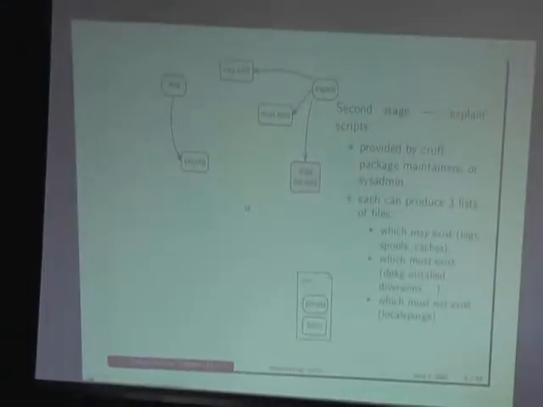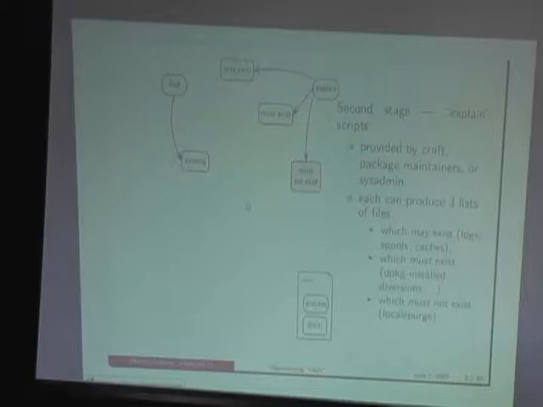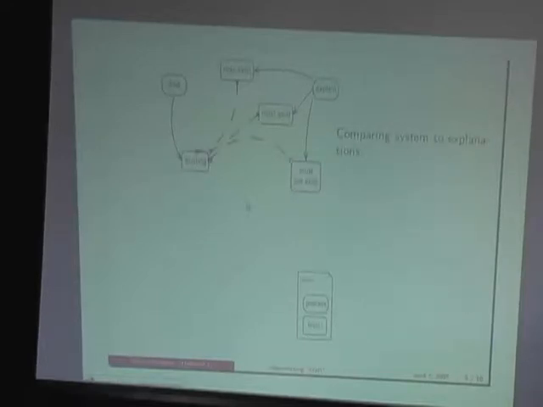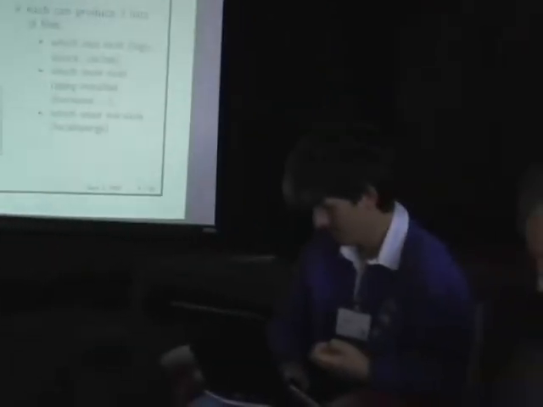Examples of the files which may exist are things like logs or spool files, which probably exist in your system, but it's not an error if they're missing, if you delete them, or if they're not yet created. Files which must exist are usually files which are installed by the package, or converted files, or some other things as well. And the files which must not exist are somewhat special. Mostly for use by a package called lookalike purge, which purges some files. In general, it's not allowed for a package to delete files from other packages, but it's one of those exceptions.